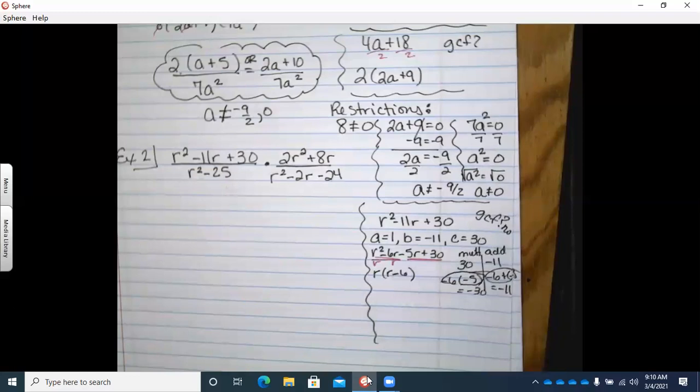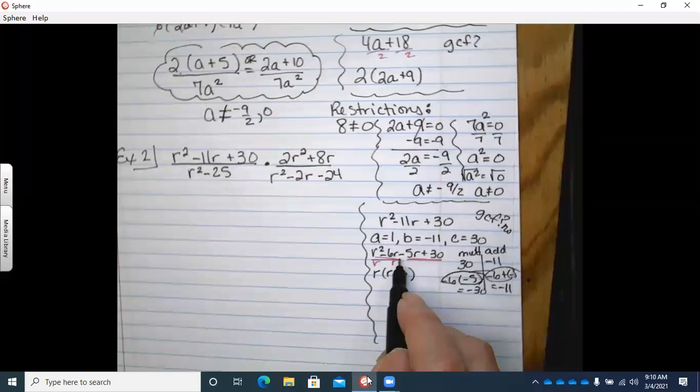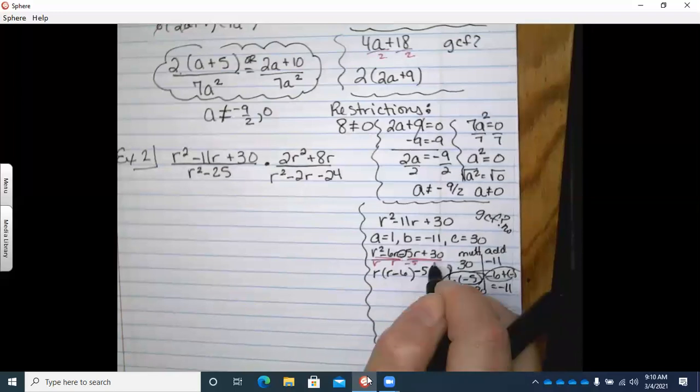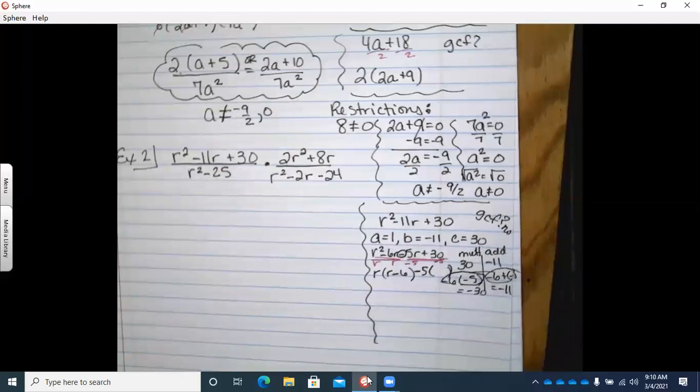What's going to be the sign of my next GCF? Negative, because it's whatever the sign is of the first term in the second group. And what is the GCF? 5. So we're taking out a negative 5, okay? So I'm dividing each term. Sorry, this is so squished up. What is negative 5r divided by negative 5? R. What's positive 30 divided by negative 5? Negative 6.